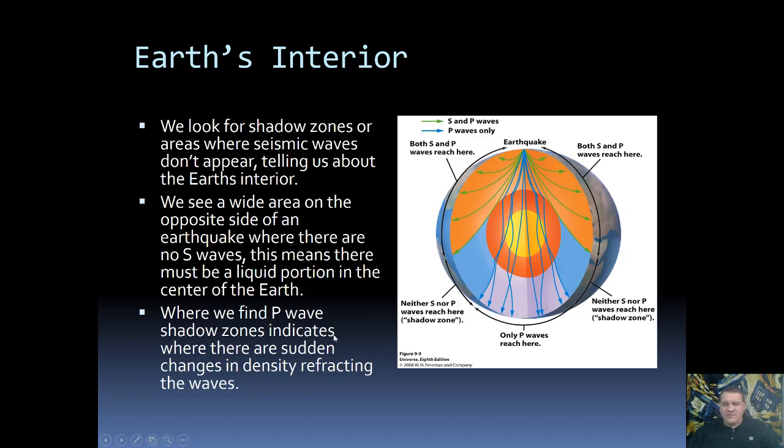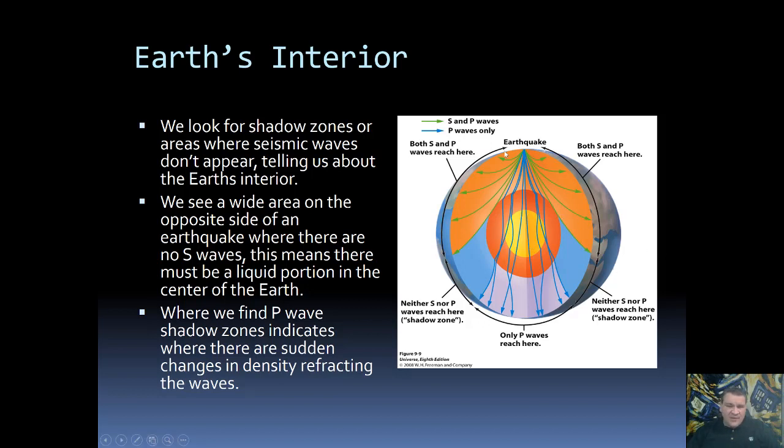These shadow zones, what we do is we see where the shadow zones are located on the surface of the Earth, and then we trace backward, saying how did this wave have to refract to get the shadow zone that we're actually seeing. The shadow zones we're seeing in the P waves are showing that there is layering in the interior of the Earth, that there's actually structural layers.